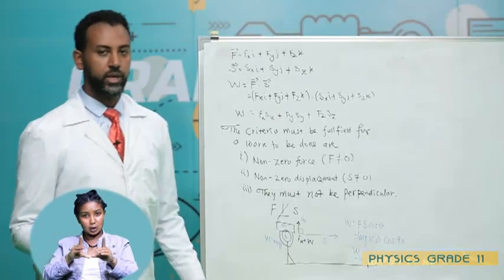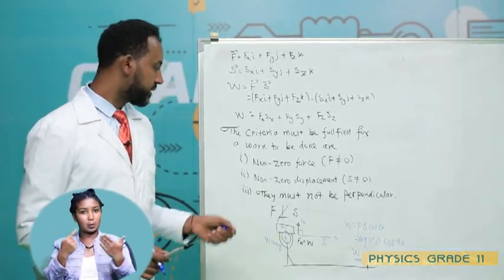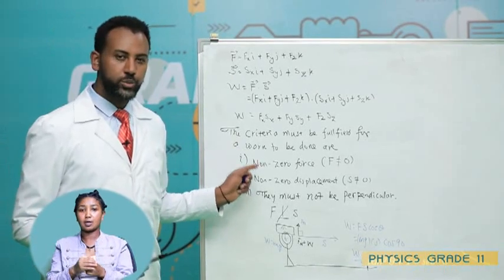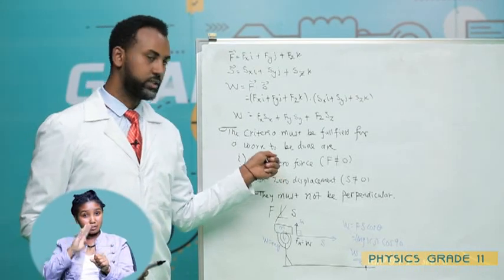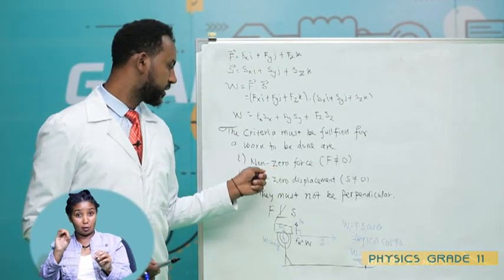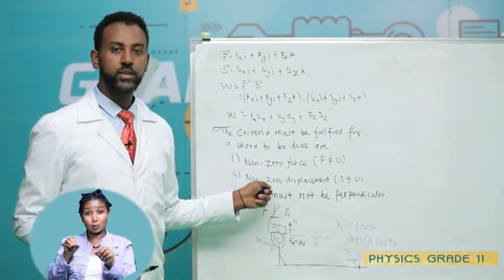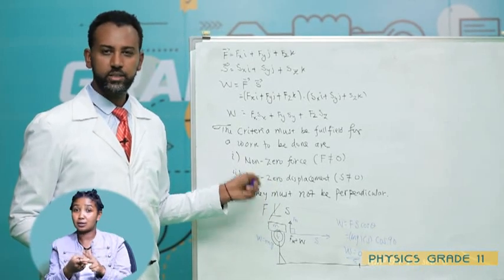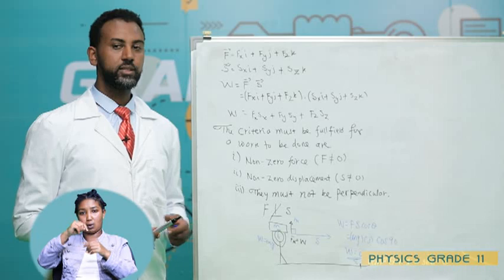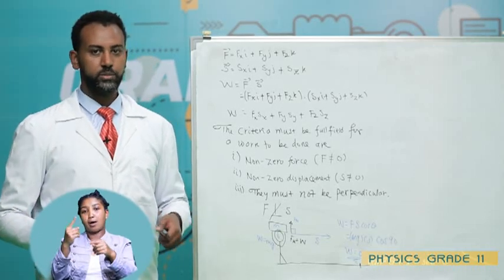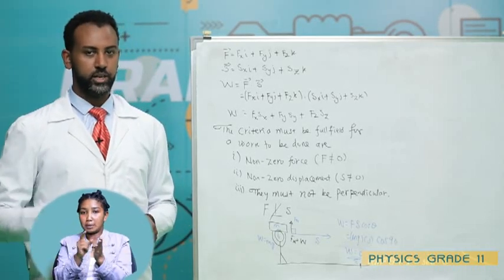Students, did you get me? I hope you understand these concepts. For work to be done, these three criteria must be fulfilled. There should be a non-zero force, there should be a non-zero displacement, and lastly, the force and the displacement must not be perpendicular. Now it is time for an activity. Let me give you some examples and try to solve them.